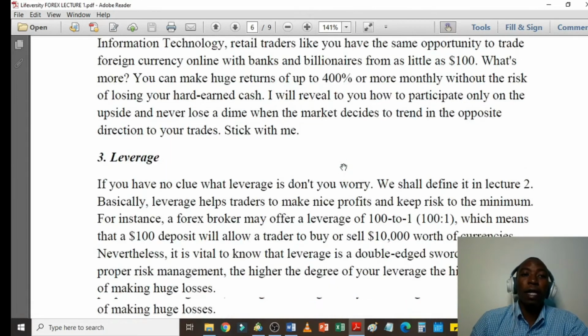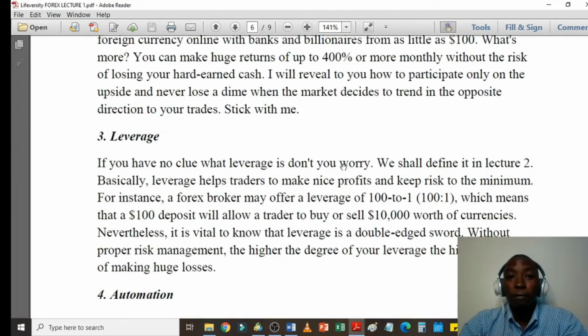And then three, we have the advantage of leverage as a forex trader. If you have no clue what leverage is, don't worry. We shall define it in lecture 2. Basically, leverage helps traders to make nice profits and keep risk to the minimum. For instance, a forex trader may offer a leverage of 100 to 1. That is the ratio 100 to 1, which means that a $100 deposit will allow a trader to buy or sell 10,000 worth of currencies.